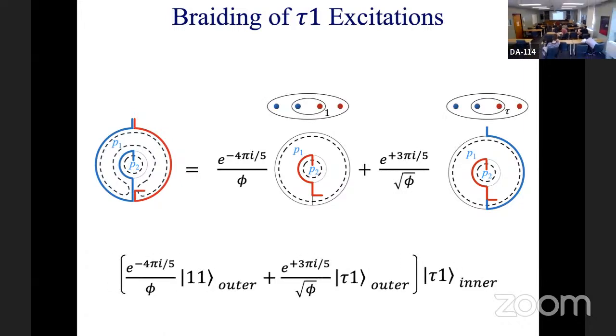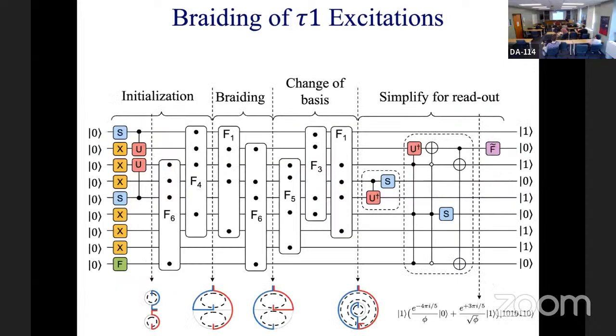So yeah, and again, this corresponds to these two channels, and this is just another way to write this. This is 1 for the outer one, and tau 1 for the outer one, and then the tau 1, the inner one, is always tau 1. All right, and this is the corresponding circuit.